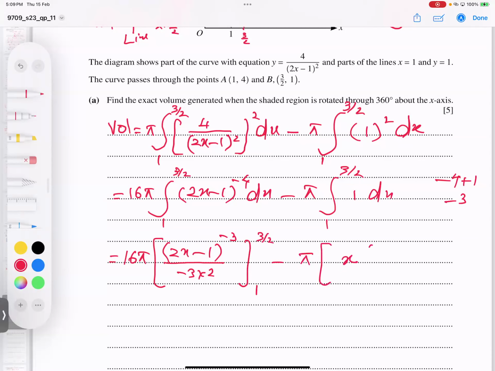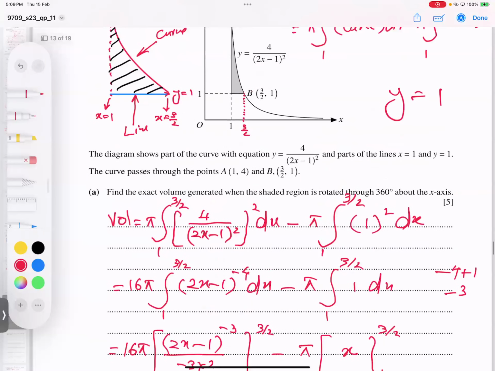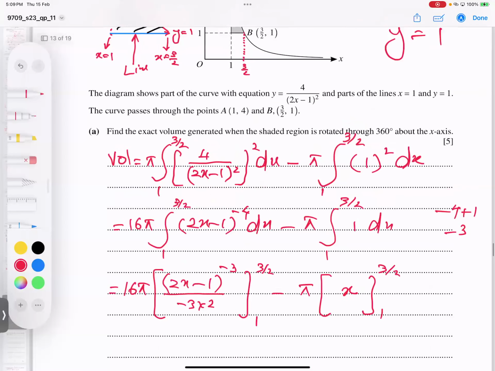It becomes x. So the limit is 1 to 3/2. Just wait, please. Let me review once again. This is a power 4.